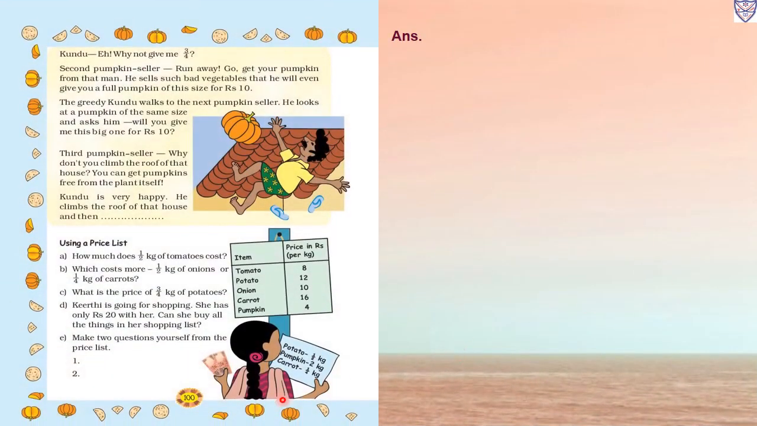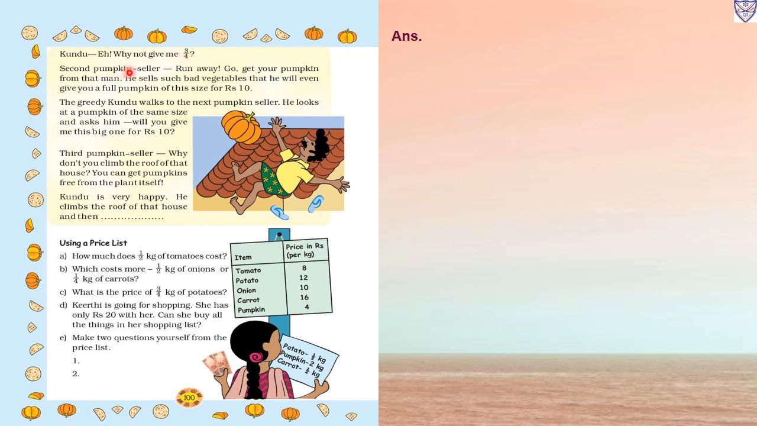Now next page, page number 100. Kundu says, hey, why not give me 3/4? Now he is asking the second seller again. Okay, he is ready to give half of the pumpkin, but he is a greedy man, he wants more. So he asks again, why are you not giving me 3/4 of the pumpkin for rupees 10?